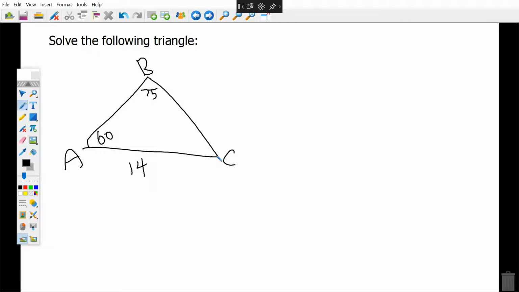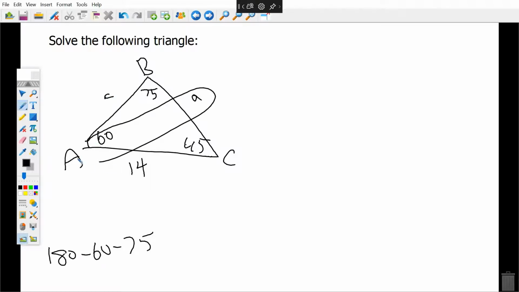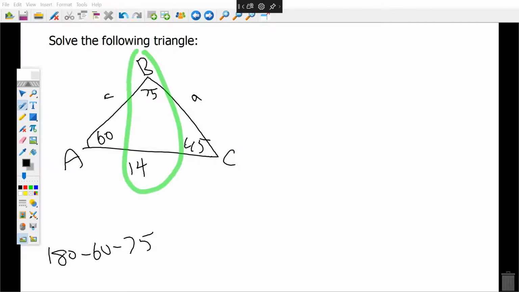All right, we'll start working this out. The first thing to find is the missing angle. That's 180 minus 60 minus 75. It's 45 degrees. Now, to solve for side lengths of A and C, we have our angle side pair right here. We're going to use that to solve for side length A and side length C.